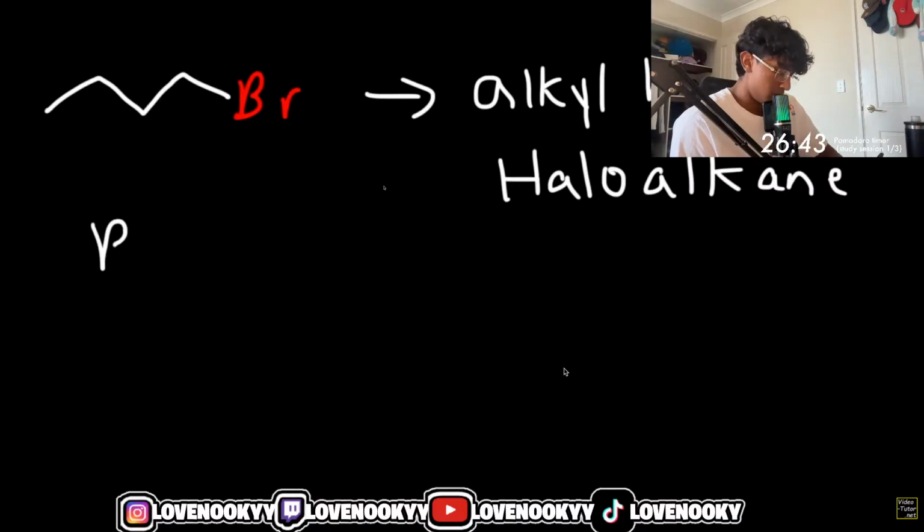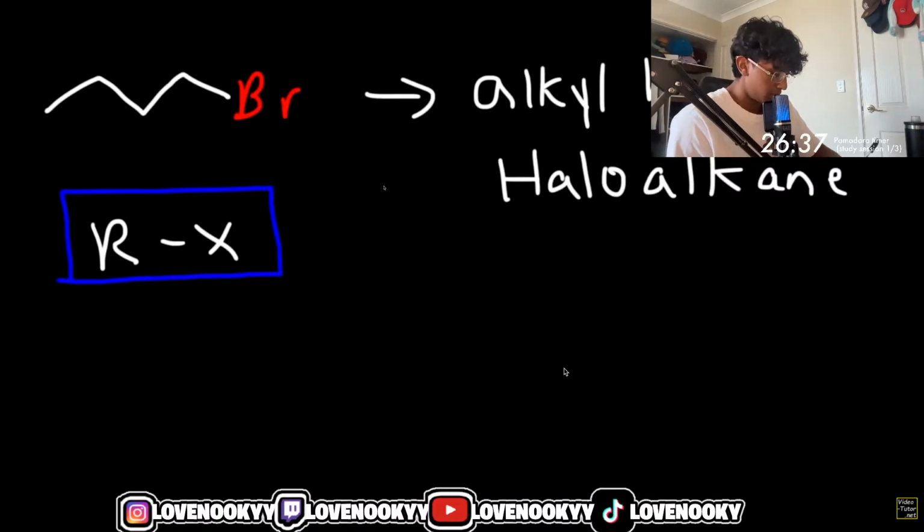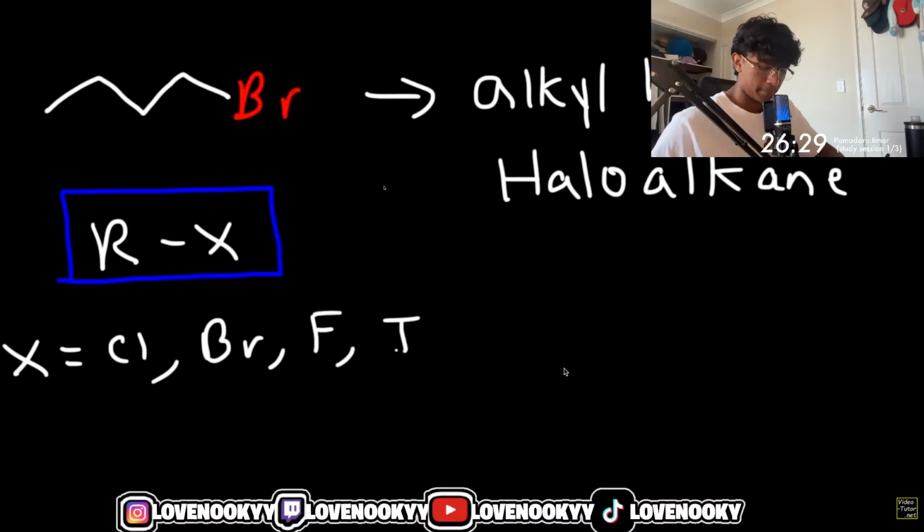It has the functional group RX, where R is the hydrocarbon chain and X is the halogen. X could be chlorine, X could be bromine, as we saw in this example. It could be fluorine or iodine. So that's an alkyl halide.